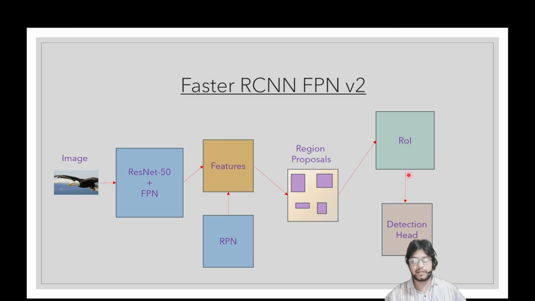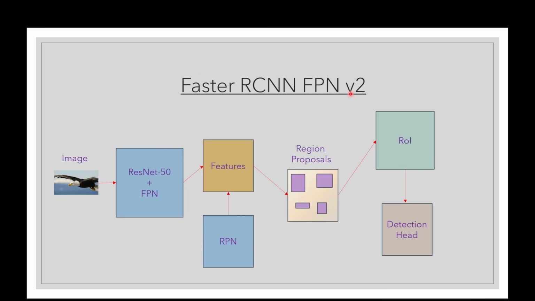And then we finally have the detection head, where it analyzes the refined bounding boxes and tries to classify what that object is. So this is how the Faster RCNN FPN V2 works in a nutshell.